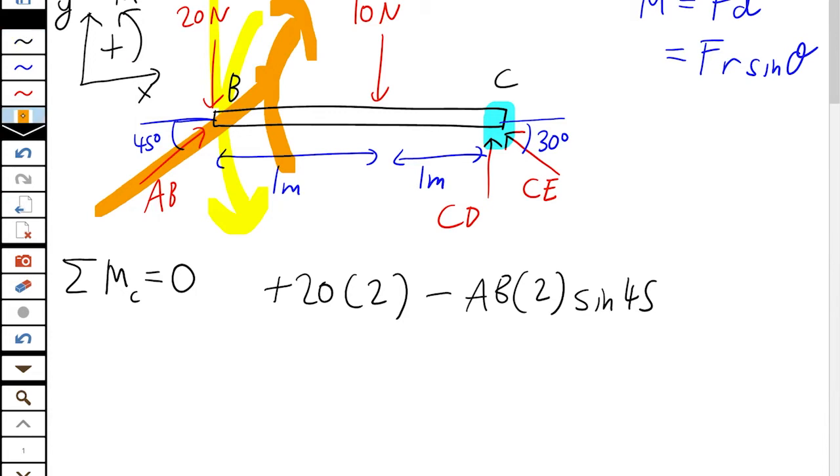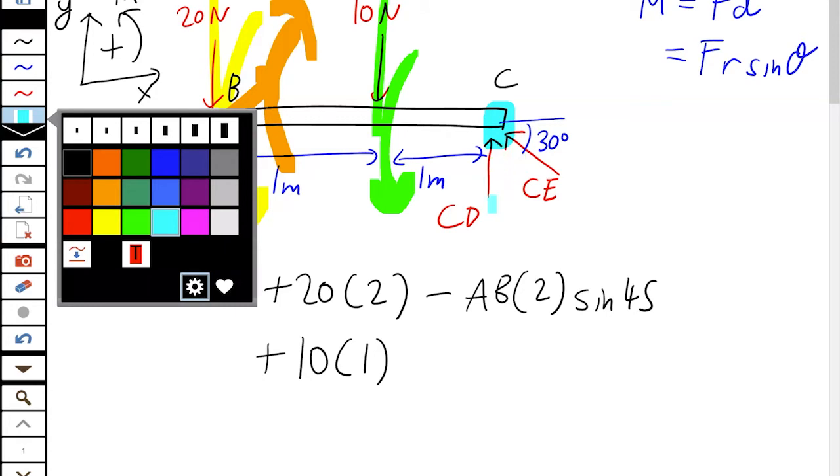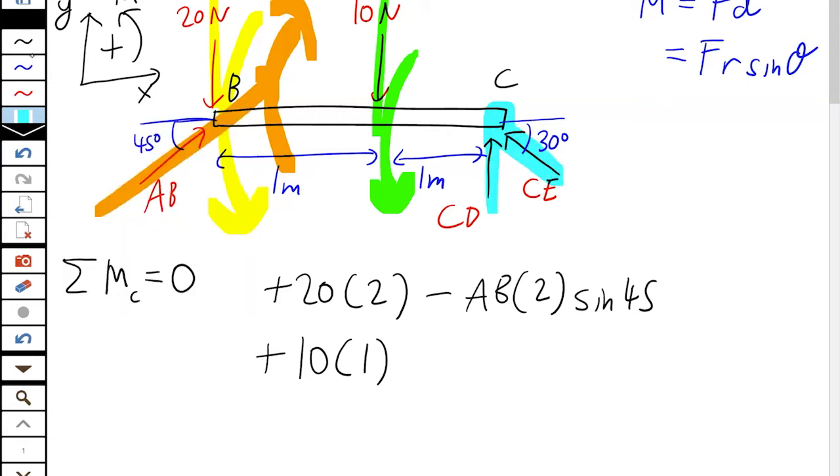Then we move along. The next one, 10 newtons, a perpendicular distance of 1 meter away. That would be acting counterclockwise, which is positive. And then all the forces acting at C, CD and CE, well, they're pushing on the door hinge, so they won't turn. Remember, any force pushing on the pivot produces 0 moment. And lo and behold, one equation, one unknown. I'll put the answer here so we can keep everything on the same screen.